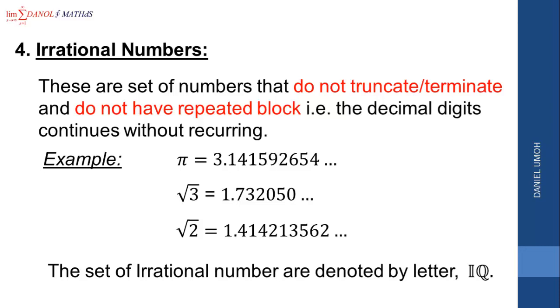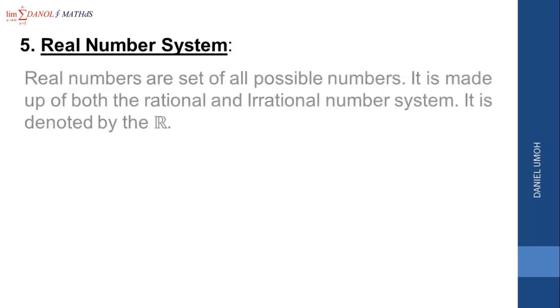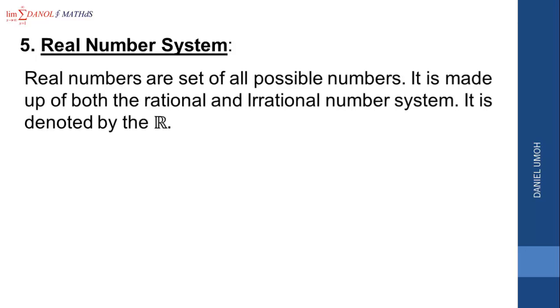Okay, let's look at the next number system called the real number system. All the set of numbers you know in this life are classified under the real number system. So we say that the real number system is the set of all possible numbers. It is made up of both the rational and irrational number systems, and it is usually denoted by the letter R.